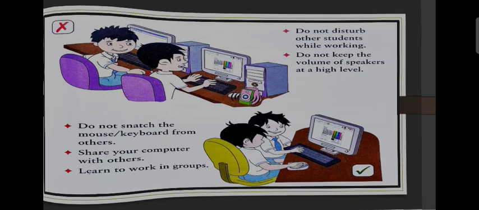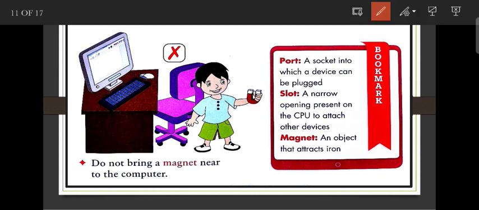Next is do not bring a magnet near the computer. This is the magnet. A magnet means an object that attracts iron. So do not bring a magnet near the computer, otherwise the computer will be damaged. So don't do this. Do not bring any type of magnet near the computer.